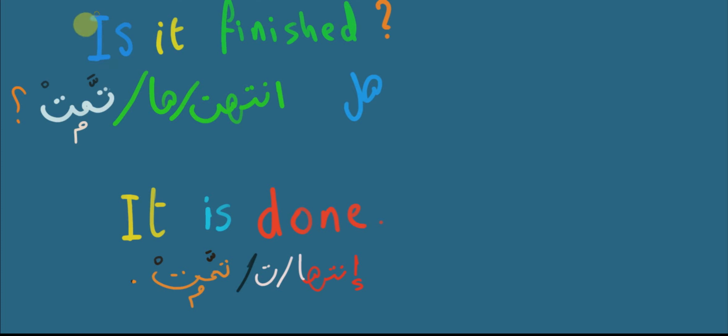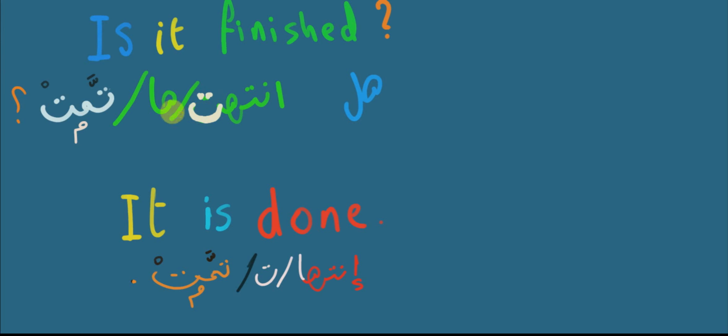So is it finished? هل انتهت. So انتهت here is equal to finish there. And here, as I said, you indicate the feminine or the masculine for it. If it's a feminine, you say انتهت. You add this ta in here. This ta indicates it's a feminine.